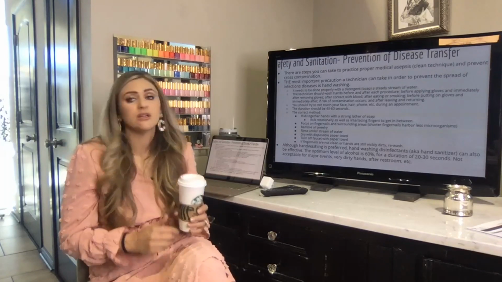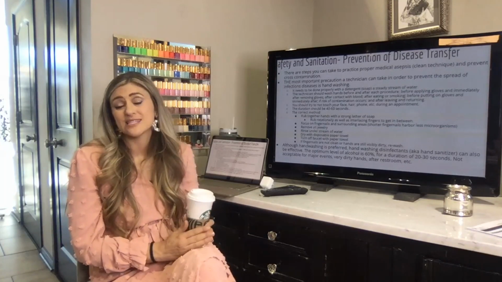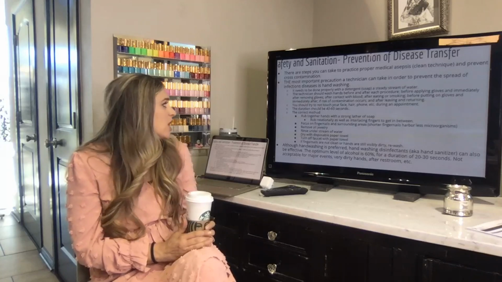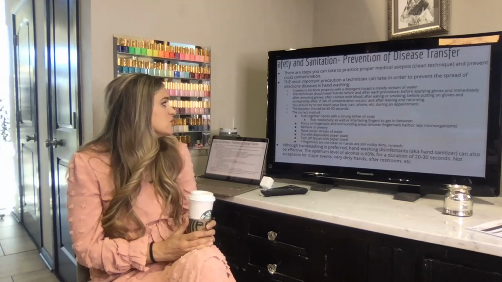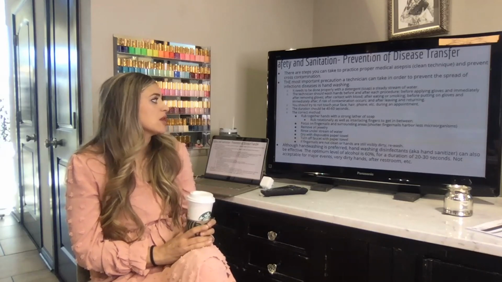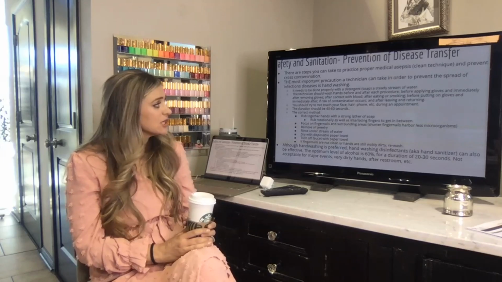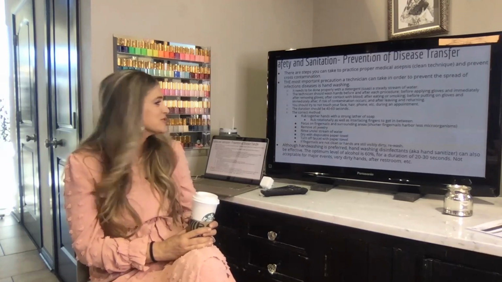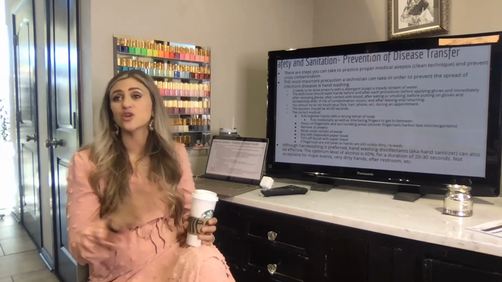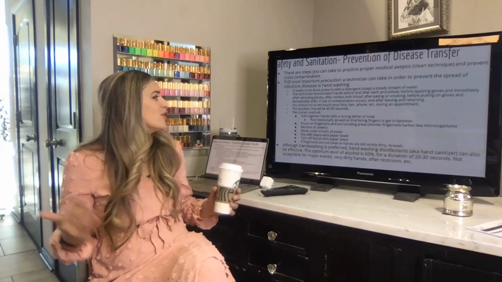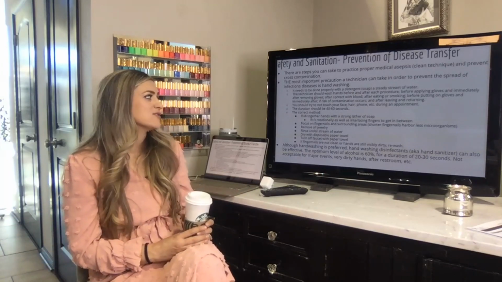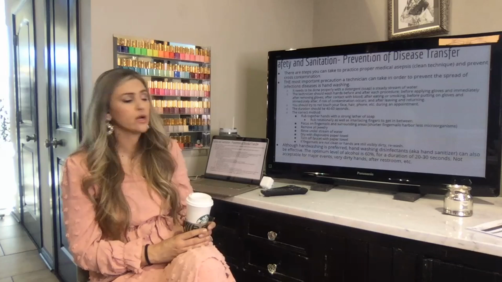So the duration of washing your hands needs to be 40 to 60 seconds. Make sure you're washing it long enough. The correct method is you rub your hands together with a strong lather of soap, rub rotationally, as well as interlacing your fingers. You guys should know this, but I still have to tell you. So focus on your fingernails and surrounding areas. Of course, shorter fingernails harbor less microorganisms.